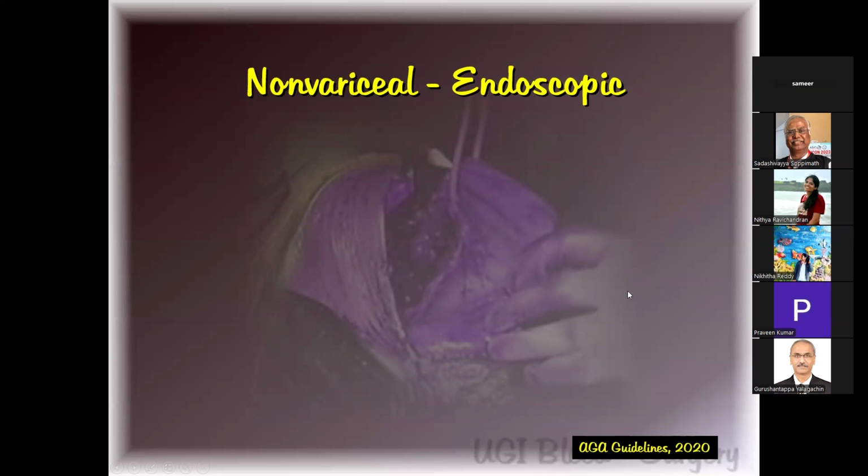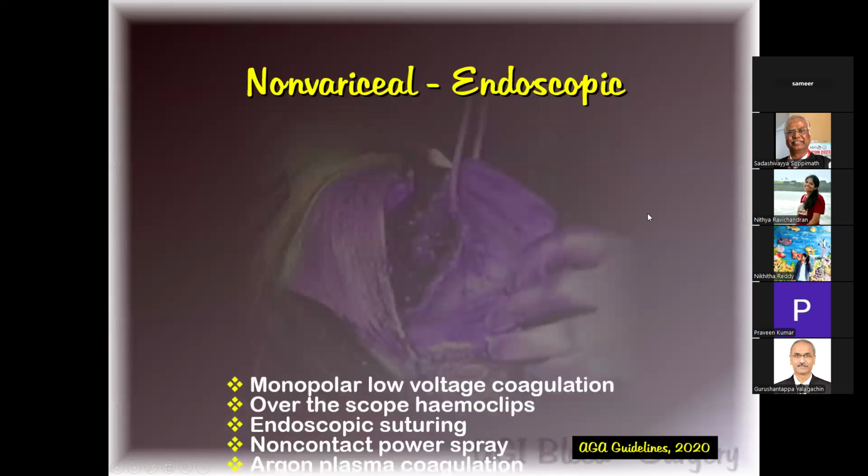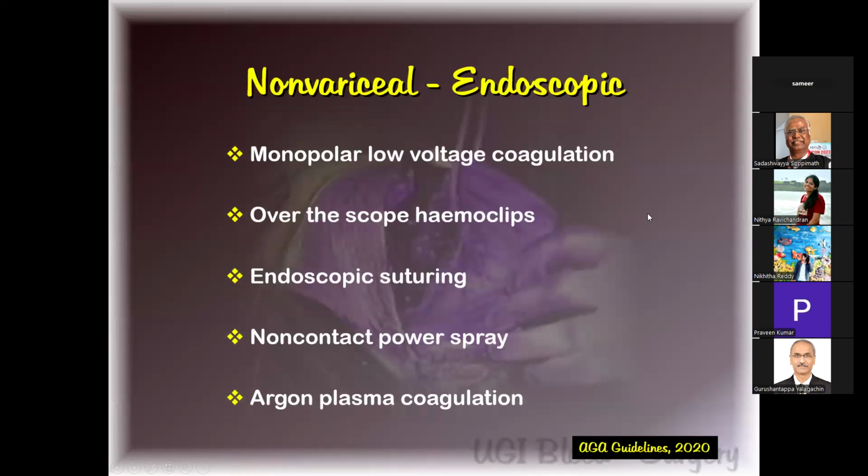Nitya, you want to have a go? Endoscopic clipping, and we can even do argon plasma coagulation. And there are some hemostatic powders. Very good. You of course have low voltage monopolar coagulation. You've got endoscopic forceps which you can use. You use over-the-scope hemoclips.